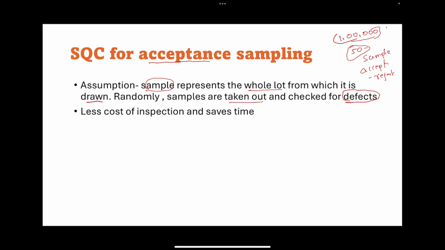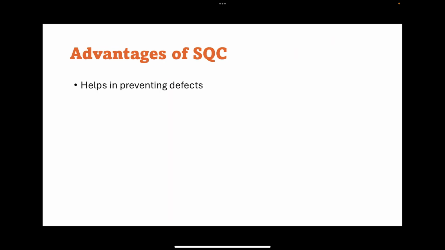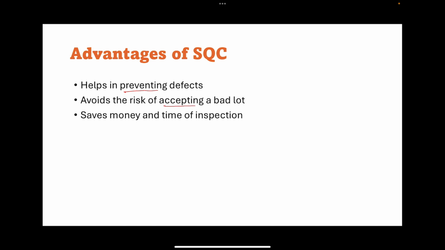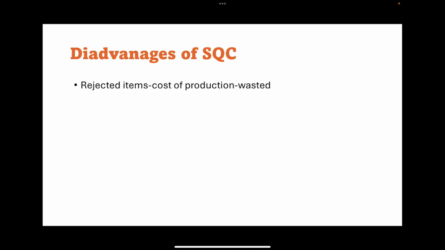This will have less cost of inspection, and it saves time also. So what are the advantages of statistical quality control? It helps in preventing defects and avoids the risk of accepting a bad lot. It saves money and time of inspection also. And it ensures high quality. Disadvantages: the rejected items, that means we are losing the rejected items. So there is a cost of production associated with that. We are losing that.